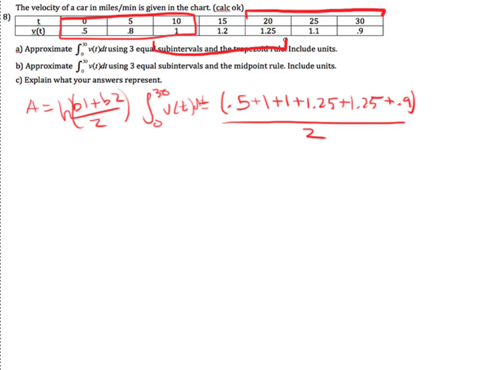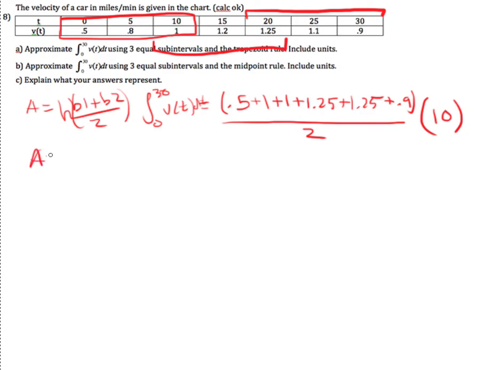Okay, my bad. 0 to 10 is 10. 10 to 20 is 10. 20 to 30 is 10. I'm sorry, guys. I can't think tonight. So we got to multiply everything by 10 because that is the width of the sub-intervals that we're looking at.